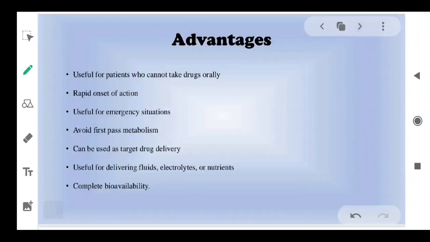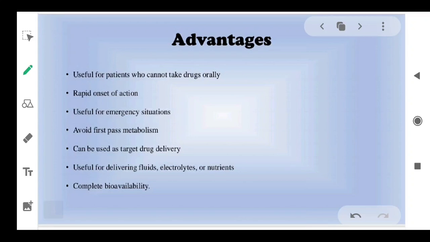Next are the advantages of parenteral formulation. It is useful for patients who cannot take the drug orally, like unconscious patients and children who are unable to take the drug orally. Next is rapid onset of action; the action at the site is very fast. It is also useful for emergency situations. As I have said, it is beneficial for the unconscious patient.